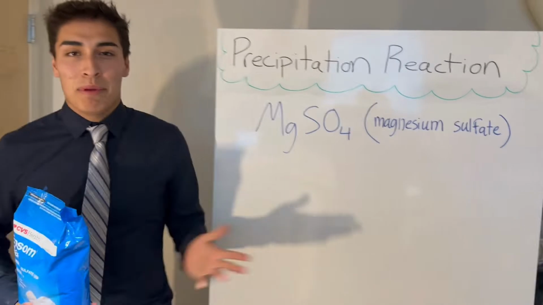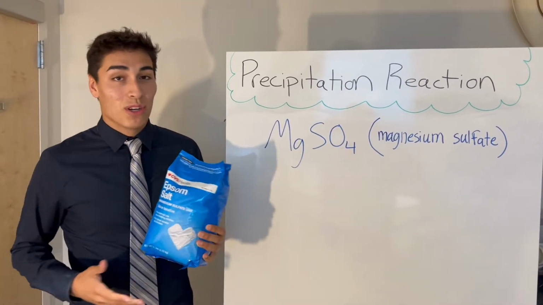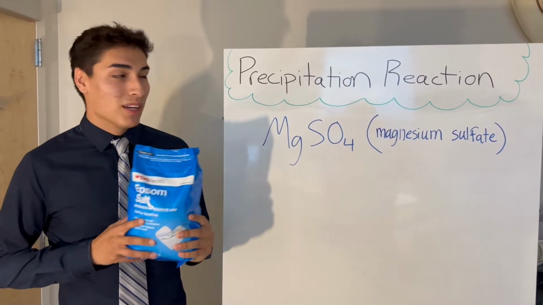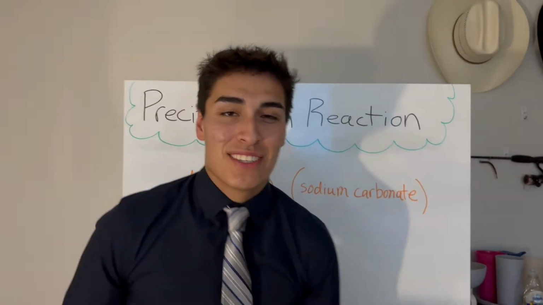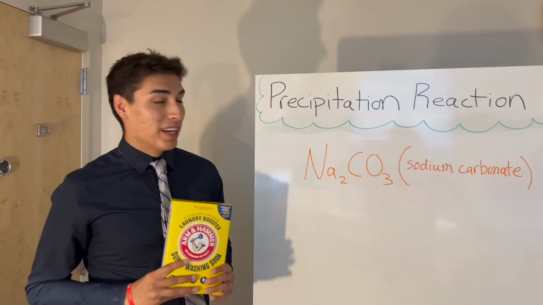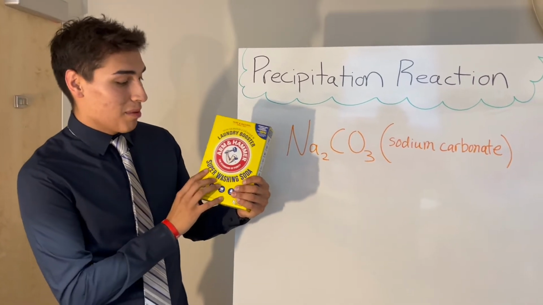So you may be wondering, what compounds are we going to use? Well, I went to the local convenience store and bought Epsom salt. Epsom salt is magnesium sulfate. The other compound we're going to be using is sodium carbonate. Sodium carbonate can be found in Arm & Hammer super washing soda.